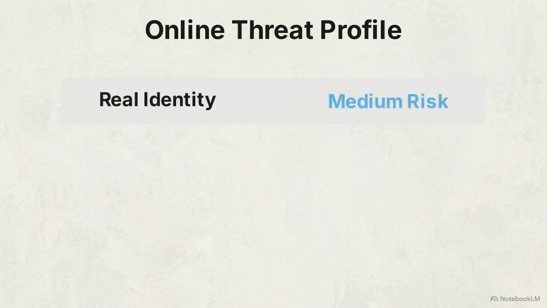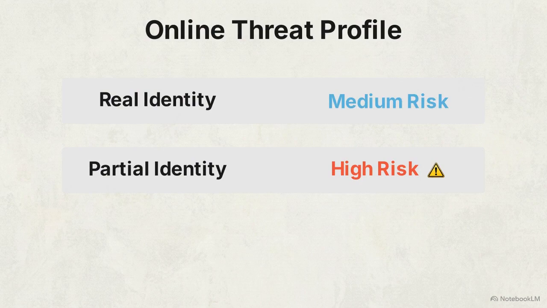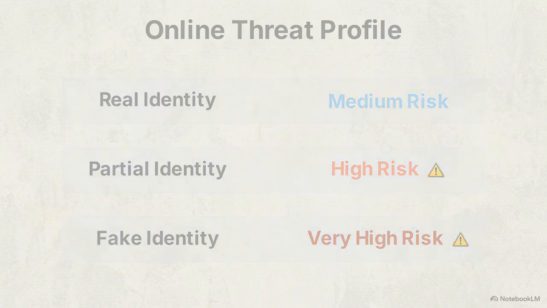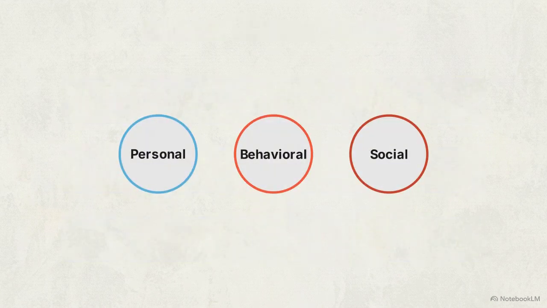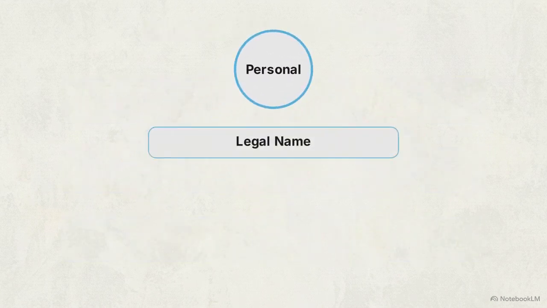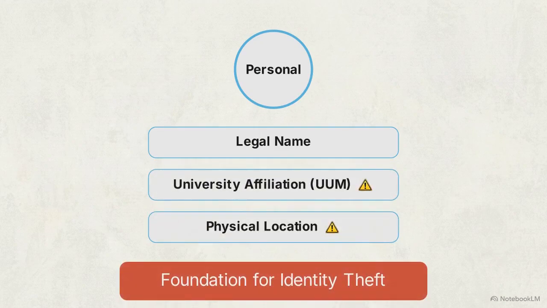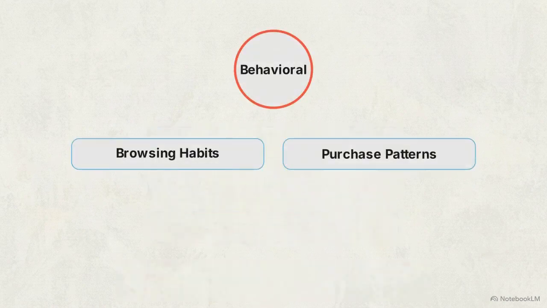This table breaks down online identity types by their inherent risk to a system. Identities are categorized into real, which pose a medium risk, partial, which carry a high risk, and completely fake identities, presenting very high risk. Each type is constructed from personal, behavioral, and social data nodes. Real and partial identities expose baseline personal information. Data points like legal names, university affiliations, and physical locations provide the exact foundational data required to execute identity theft.